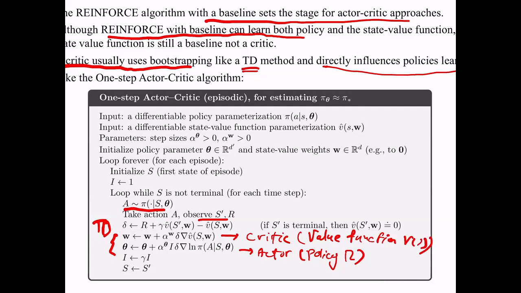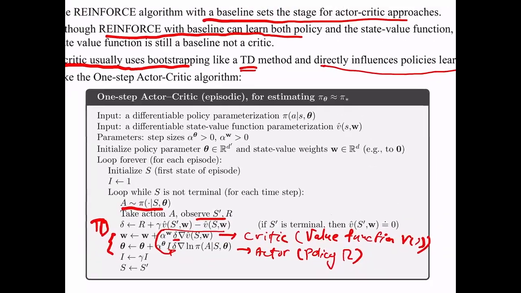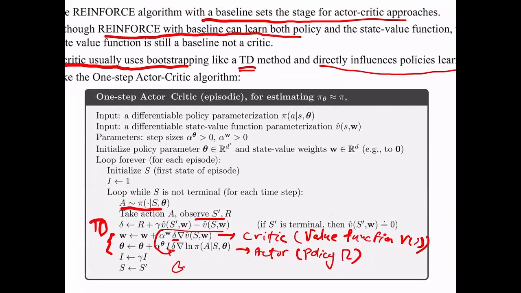And yeah, as you can see, delta here is using the values from the critic itself. So that's how the critic is actually influencing the policy. Remember in REINFORCE, we were just using G, the return, and then the gradient of log of policy. So we replace that G, or the return, with delta, which is the feedback from our critic.